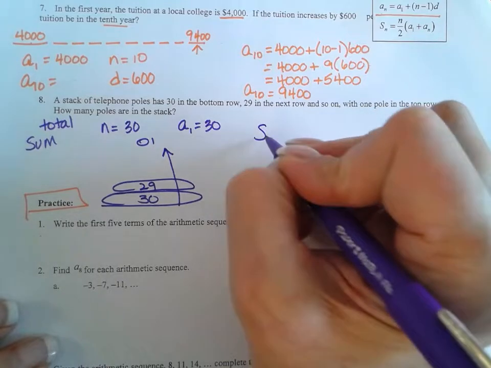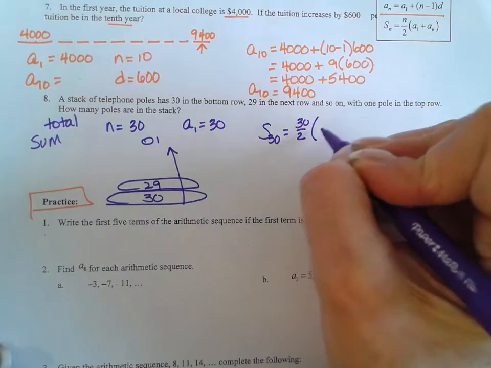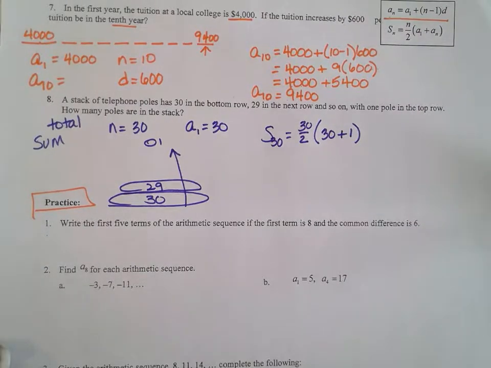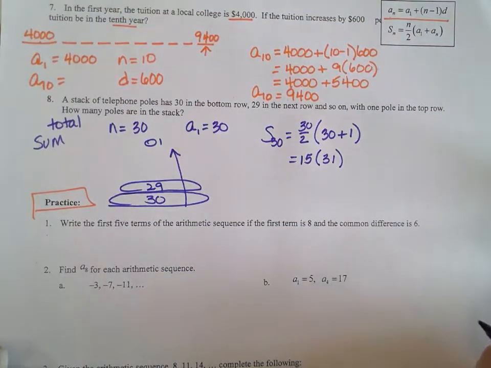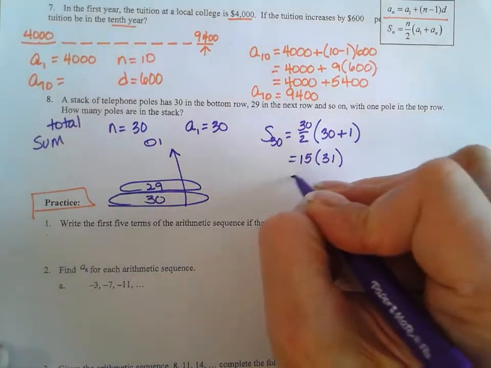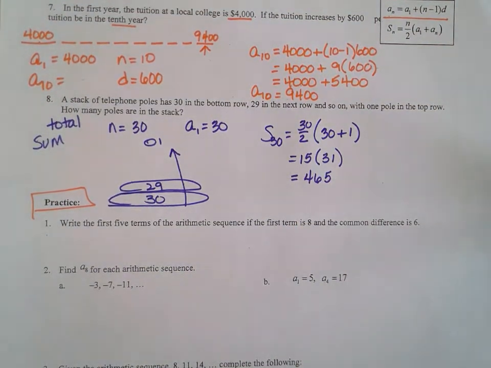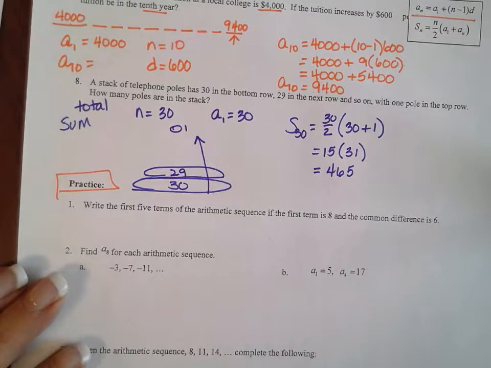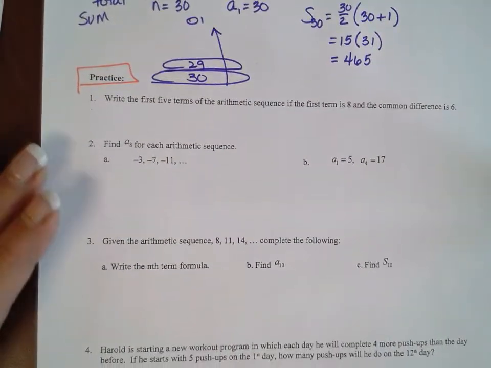So I'm looking for the 30th term. My first row is 30. My last row is 1. So I get 15 times 31, which gives me 465 logs total. Make sense? Those are why those are helpful. All right, just these 4 for tonight, okay?